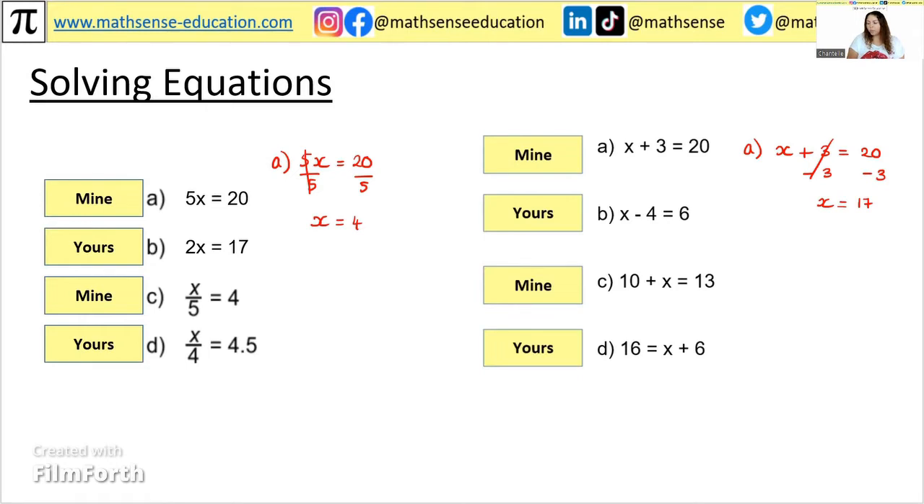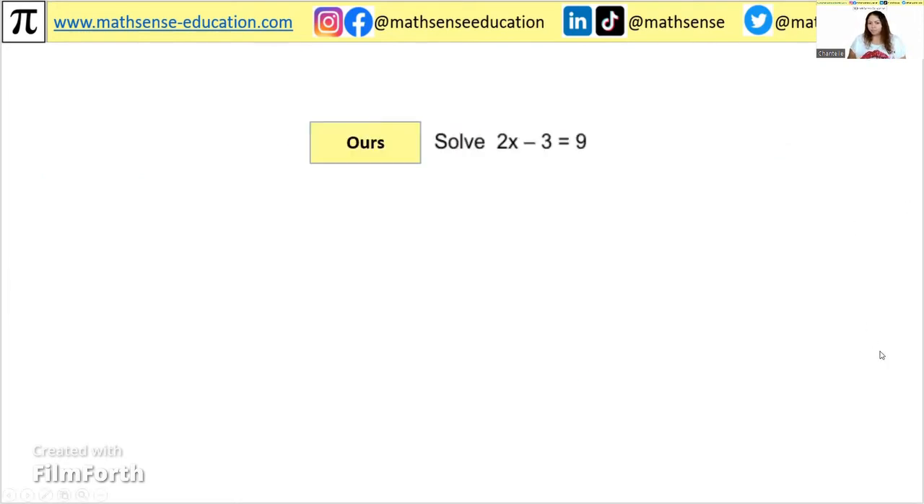Now you may be wondering why I have to do the same thing to both sides of the equation. So think of an equation like a pair of scales. If x plus 3 is on this side and 20 is on this side, and they are balanced because they're equal, if I do something to only one side of the equation, I'm going to be lopsided. The only way for me to remain balanced is to do the same thing to both sides of the equation. Now we're going to keep that in mind as we go forward with the next question.